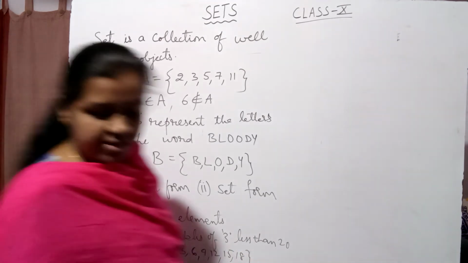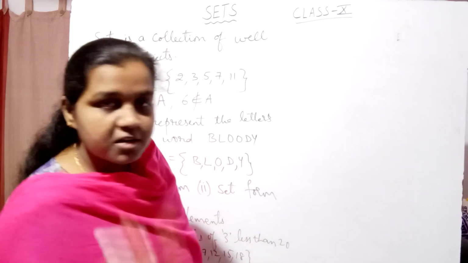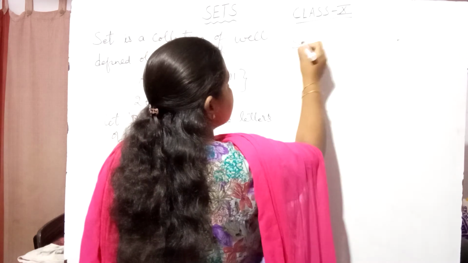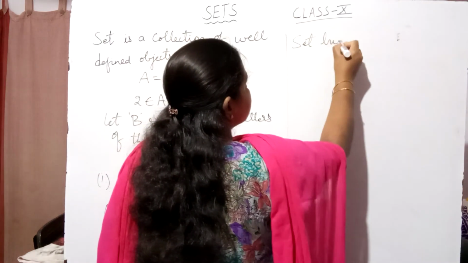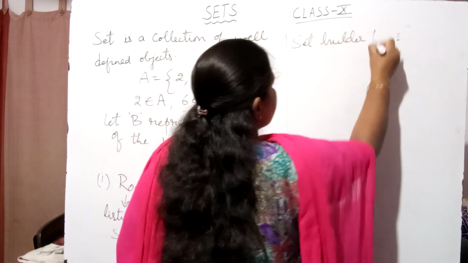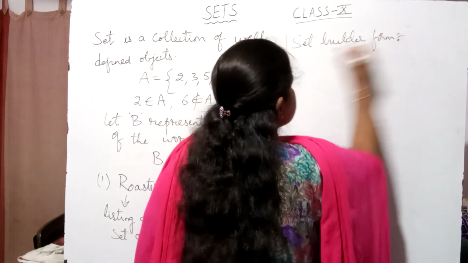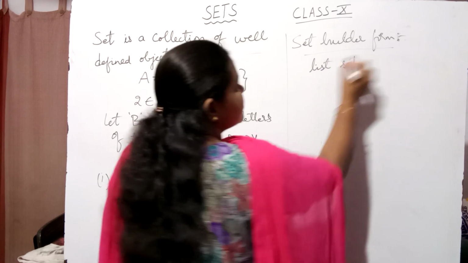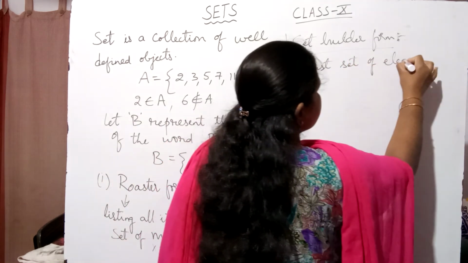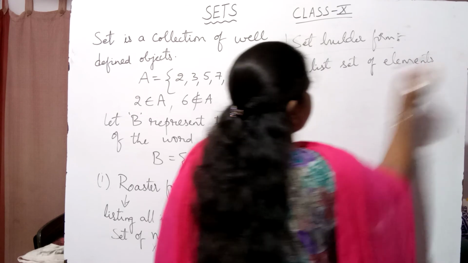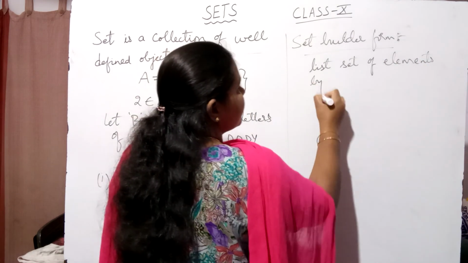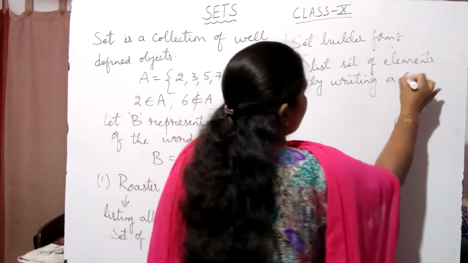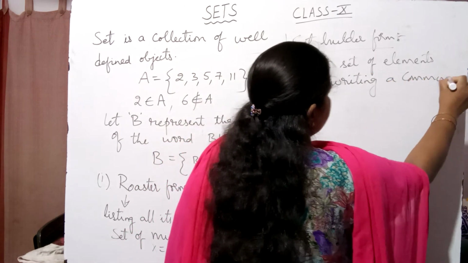That is roster form. Next you have set builder form. So what is set builder form? In set builder form, we describe the set of elements by writing a common property.